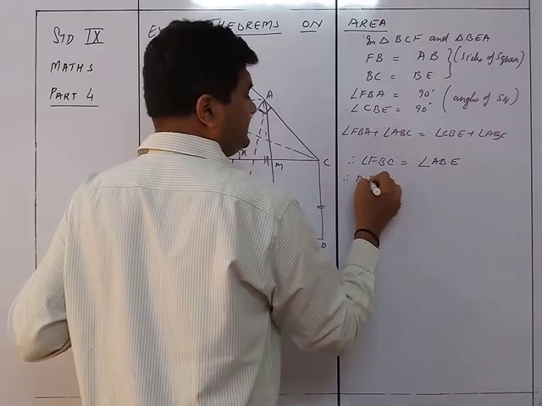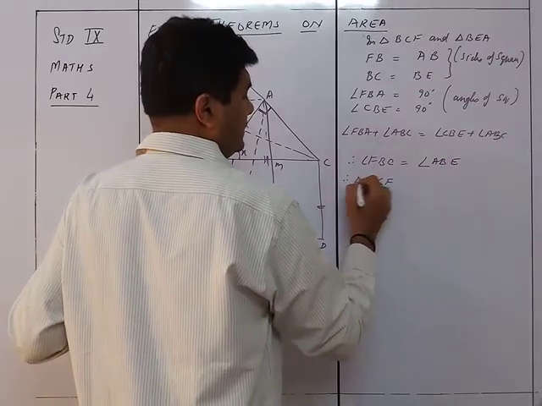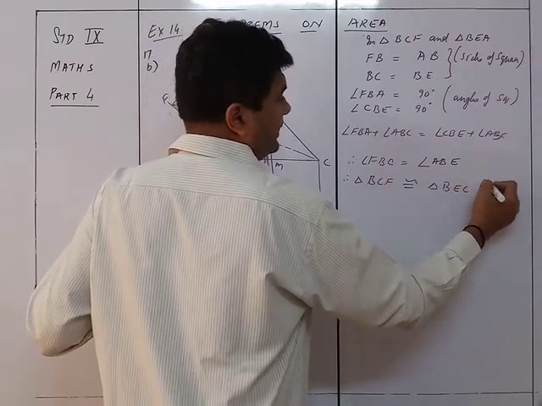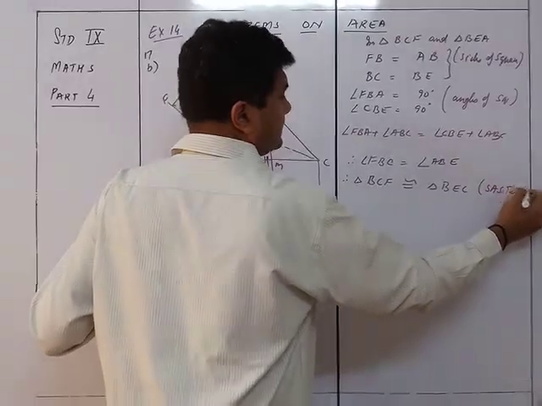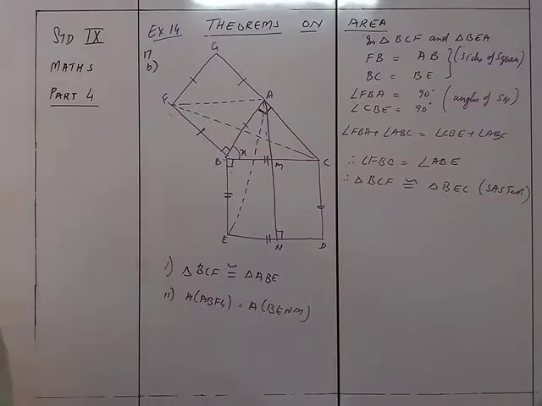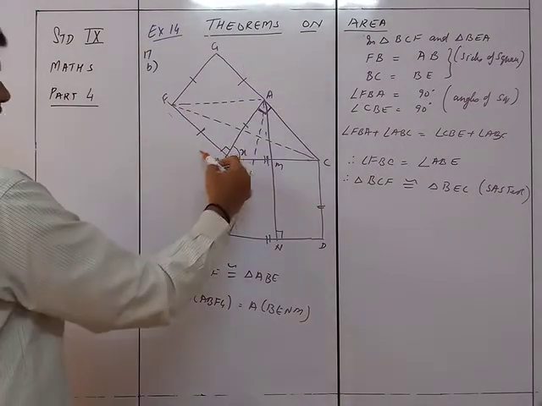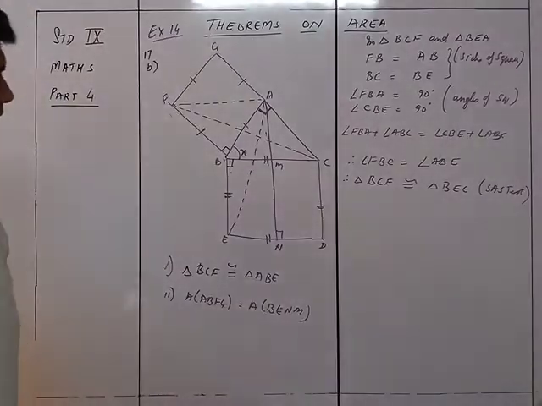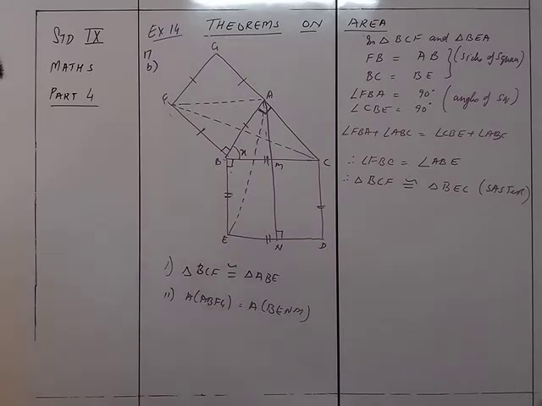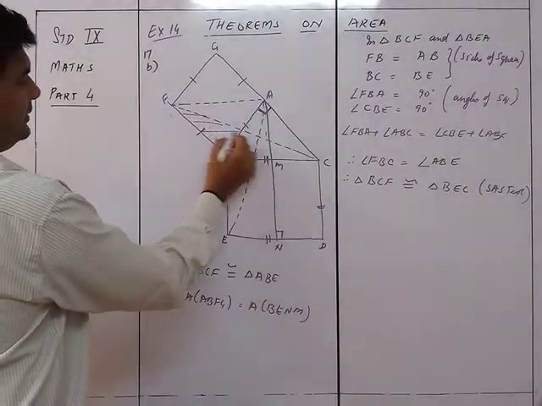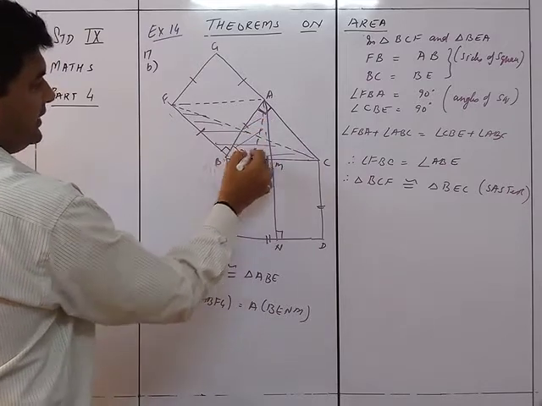Therefore triangle BCF is congruent to triangle BEA by SAS test. Okay, we prove that the areas are equal. Now we want to say that ABFG is equal to half of this part. Okay, so we know that this area and this area will also be equal, and this area will be equal to this area.